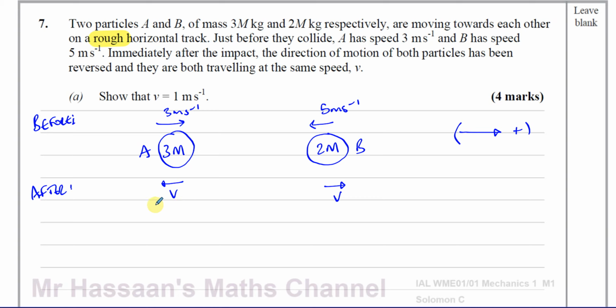So if we take the total momentum before the collision, you've got the mass, which is 3m, times the velocity, which is positive 3. This is velocity, so we're taking into account its direction, very important here, plus the momentum of particle B, which will be 2m times its velocity. Now it's going in the opposite direction to A. I've taken A's direction as positive, therefore B's direction has to be negative. That's going to be negative 5. Equals, and then you've got the momentum of A, which is 3m. Now that's going in the negative direction, so I'll put negative v here.